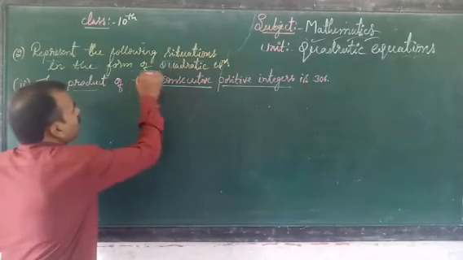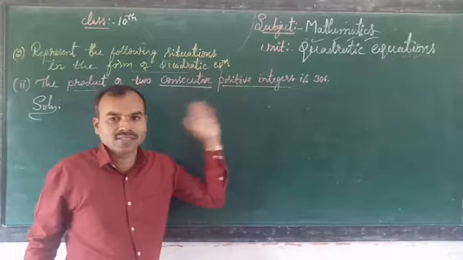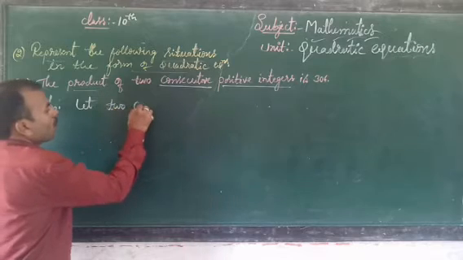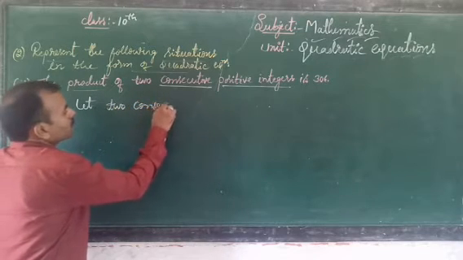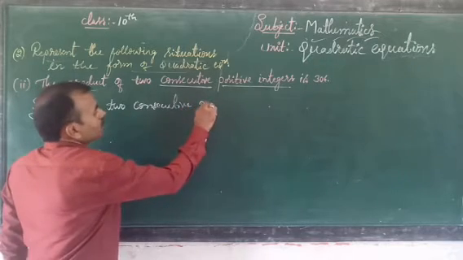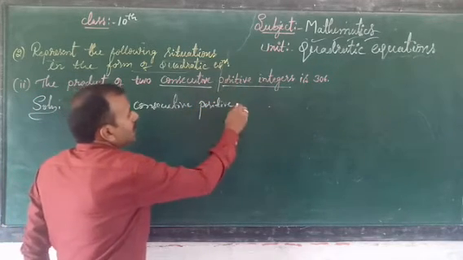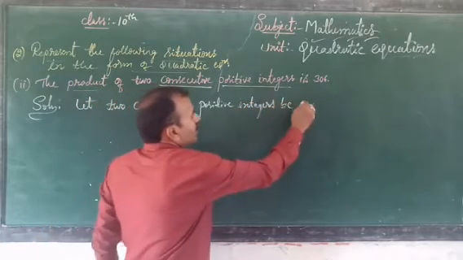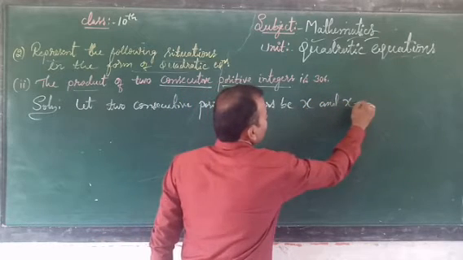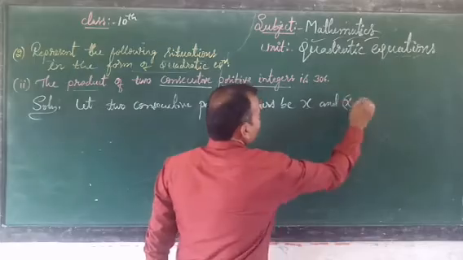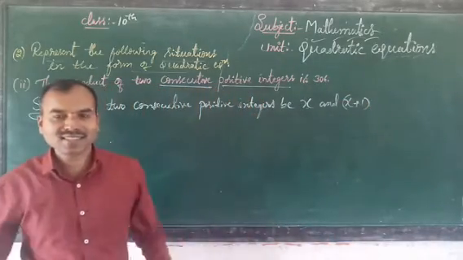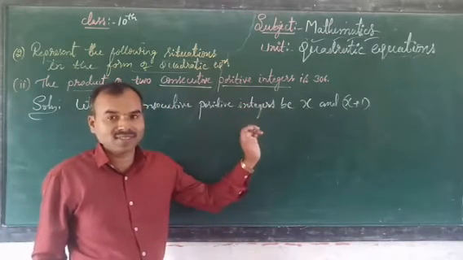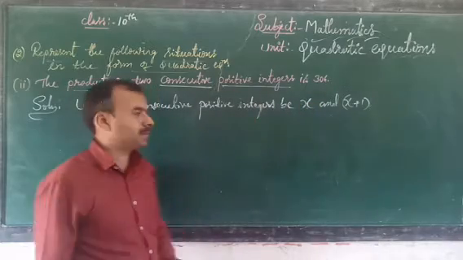Here we just form the quadratic equation according to the situation. Let the two consecutive positive integers be x and x plus 1. We don't know the consecutive positive integers, so we just take them in the form of variables x and x plus 1.